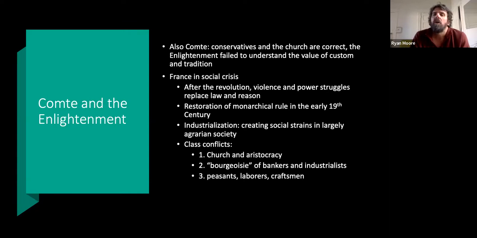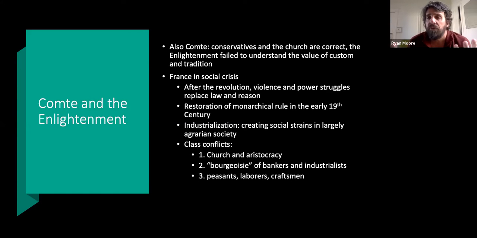So Comte is really fundamentally ambivalent in the way that he sees the world and the way he looks to the future. You can really see these Enlightenment and counter-Enlightenment tendencies being played out in the same person.